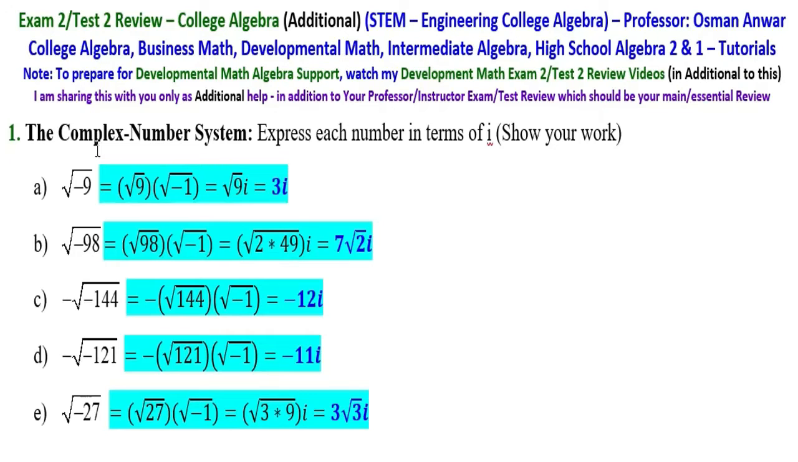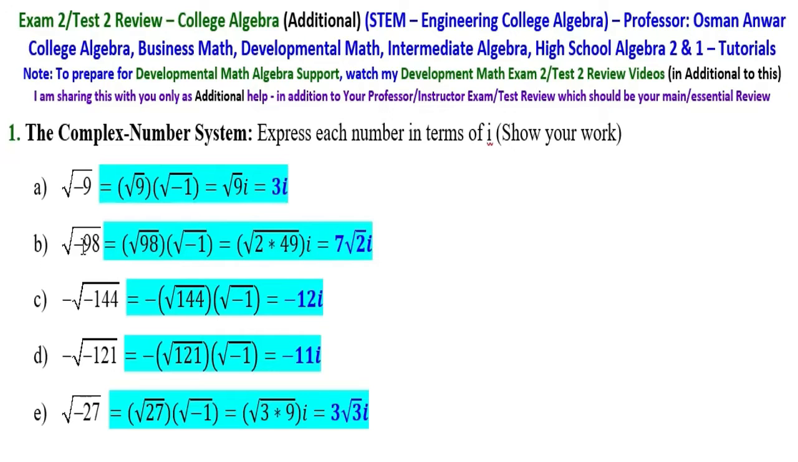Number 1. The complex number system. Express each number in terms of i. A. Square root of minus 9 equals square root of 9 times square root of minus 1. Square root of minus 1 is i. Square root of 9 is 3, so this is 3i.